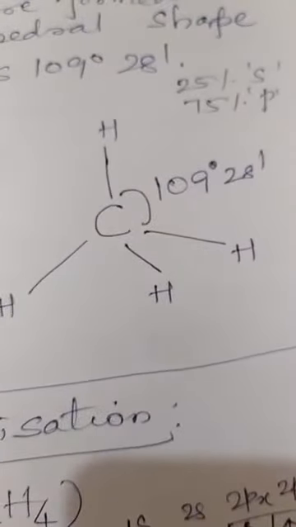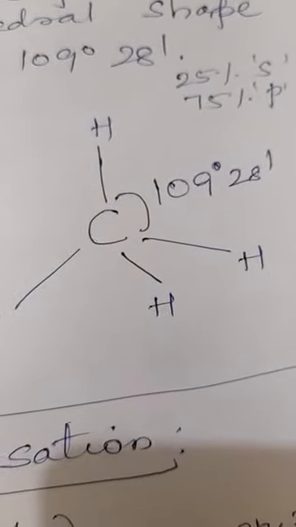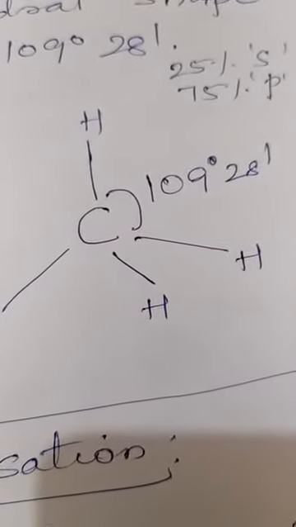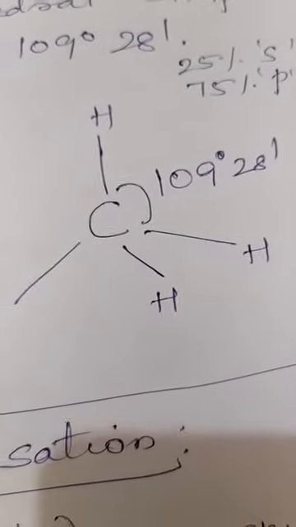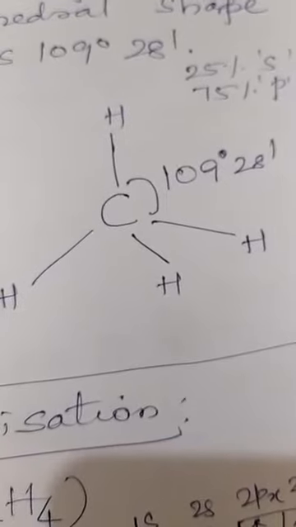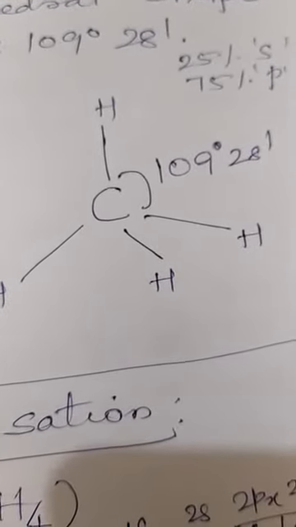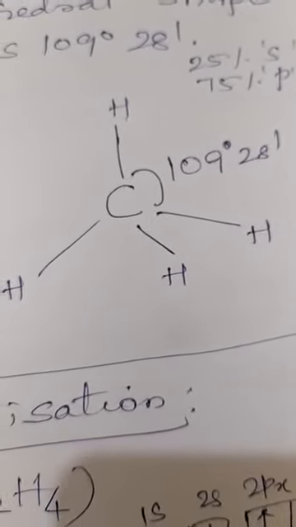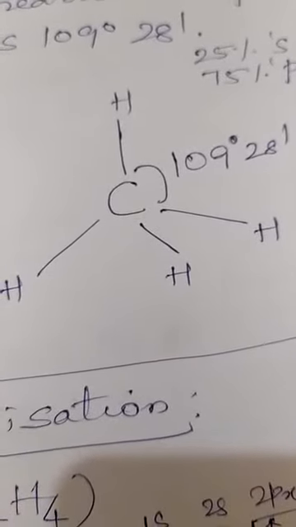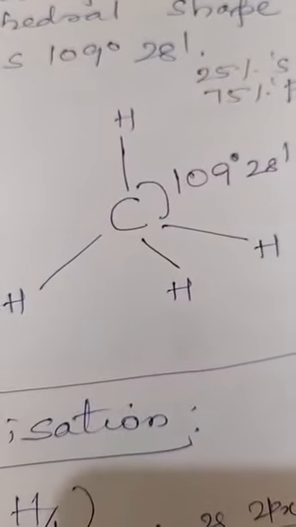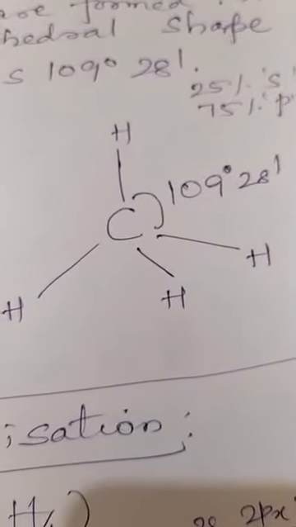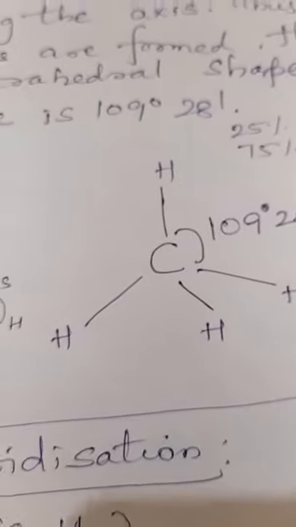Now if you look at the shape here, each sp3 hybrid orbital has a 1:3 ratio of s and p. Hence it will have 25% s character and 75% p character. The bond angle is 109 degrees 28 minutes, which is the normal tetrahedral bond angle. So this is in detail regarding the sp3 hybridization of the methane molecule. I hope this is clear.